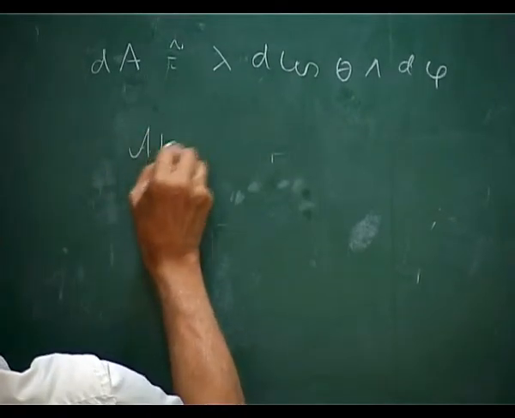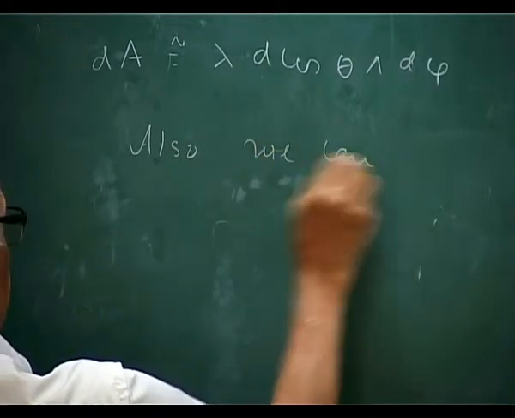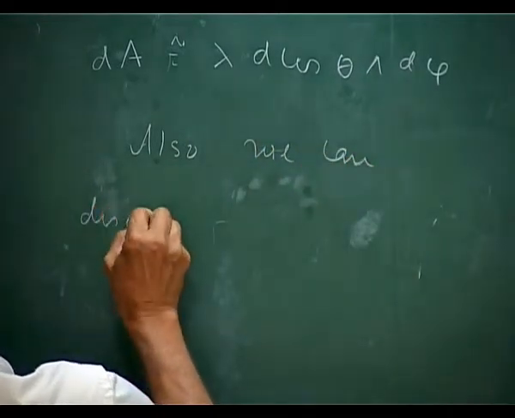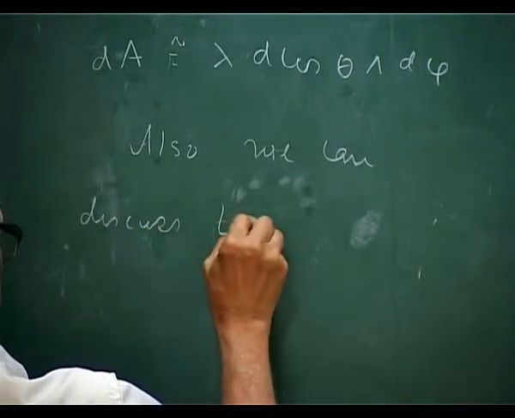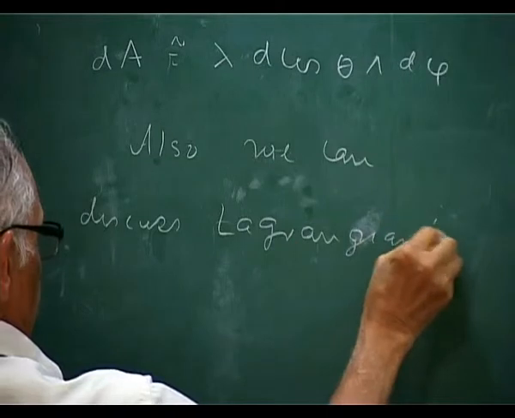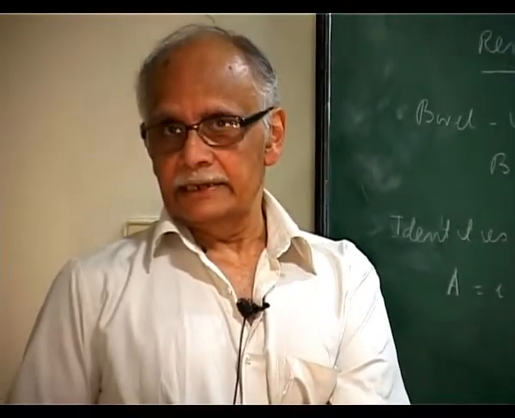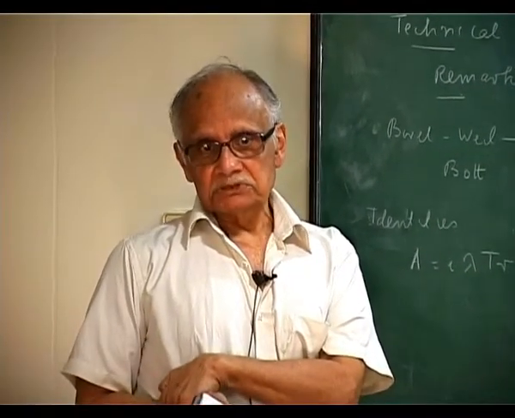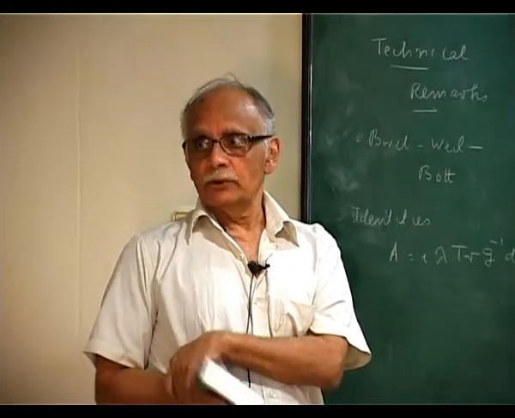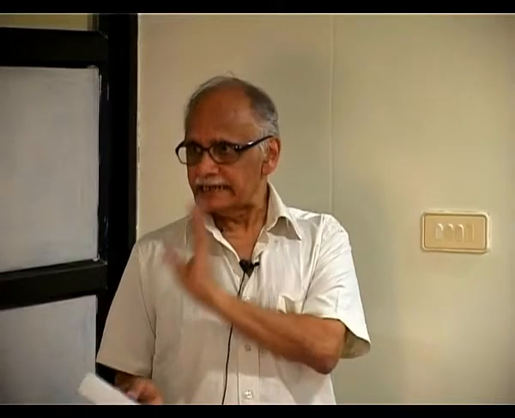Also, we can discuss Lagrangians. There is no magnetic field. Well, dA is like a volume form. It's not a monopole in the center. I'll come to the monopole. It's slightly different.